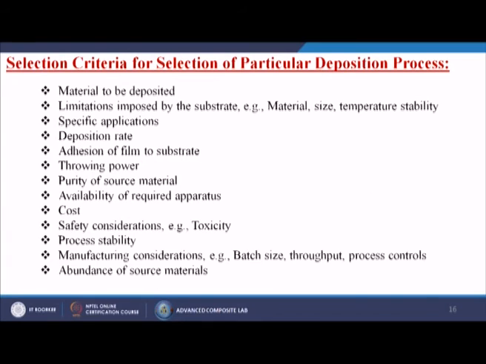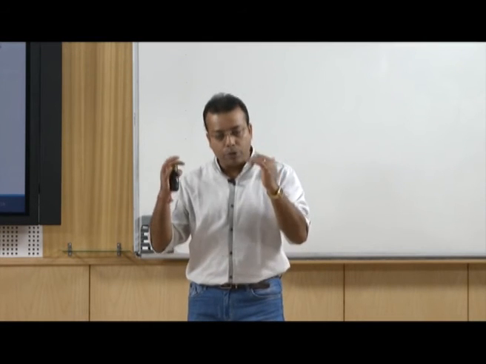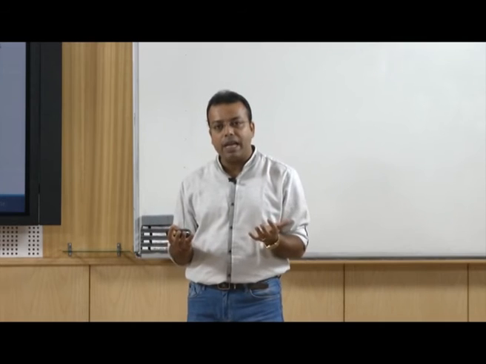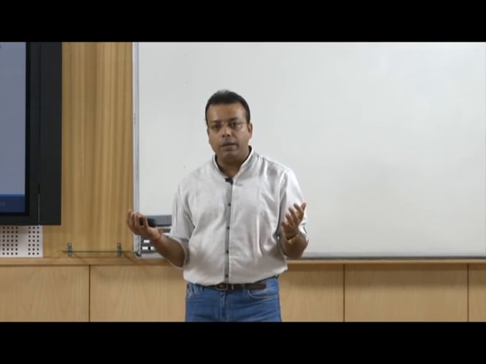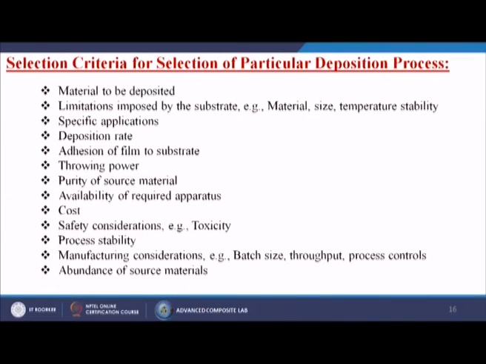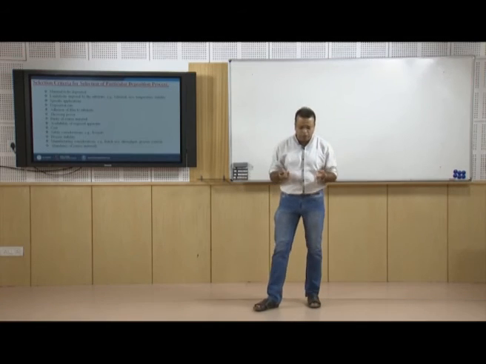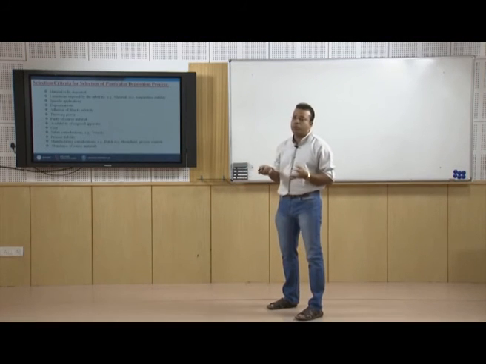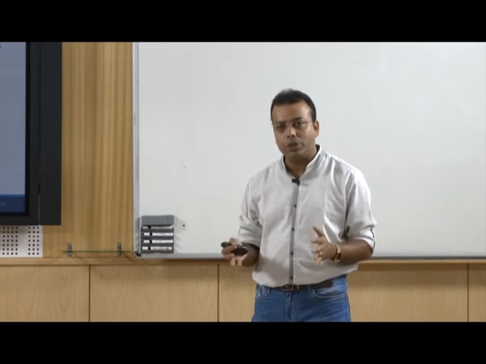Then purity of the source materials, availability of required apparatus, what is the cost, because nowadays we are talking about expensive materials. So, we have to reduce the cost so that it can be easily available to all consumers. Then safety considerations like toxicity, whether it is generating any kind of health hazards or not, process stability, manufacturing considerations like batch size, throughput, process controls, and the abundance of the source material. So, there are several factors by which you have to choose the different thin film deposition techniques.